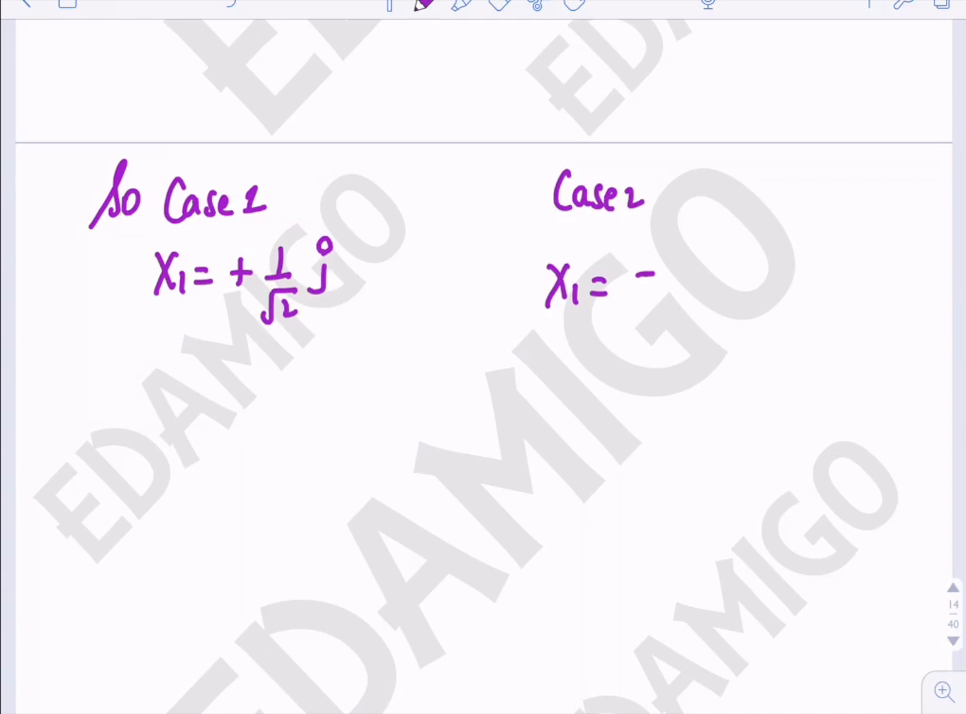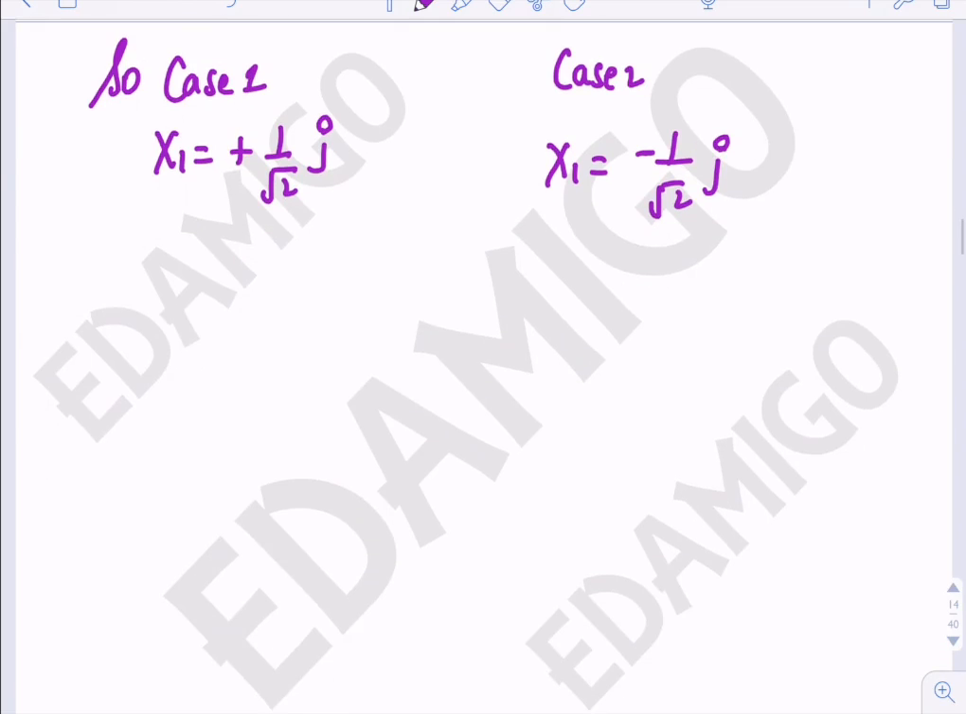So there are two cases. Case 1, that x1 is equals to plus 1 upon root 2 j, and case 2 is x1 equals to minus 1 upon root 2 j. Okay, now when x1 is equals to this, then x of minus 1 will be minus times of x1, that is minus 1 upon root 2 j.